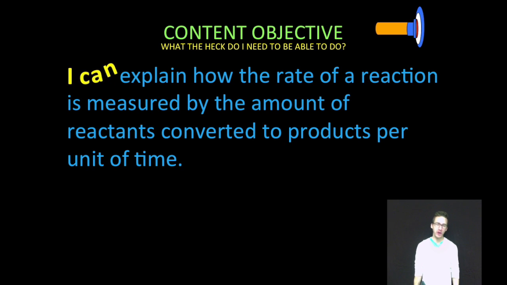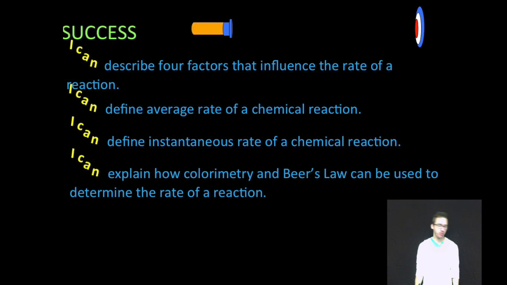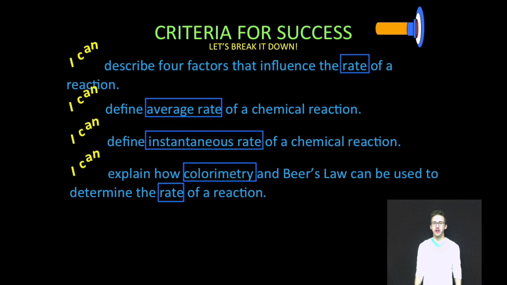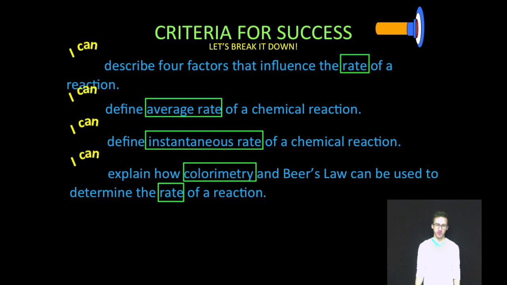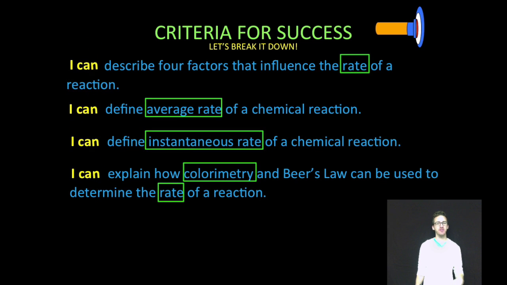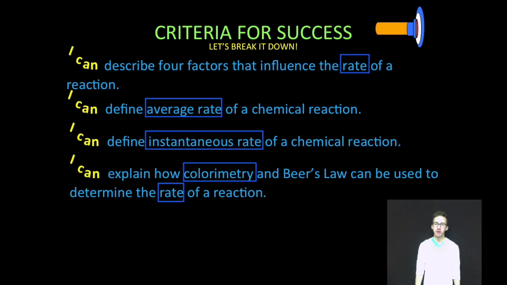In this video, we are going to explain how the rate of a reaction is measured by the amount of reactants converted to products per unit of time. Breaking it down as always. Number 1, we are going to describe 4 factors that influence the rate of a reaction. Numero dos. We're going to define average rate of a chemical reaction. Numero 3. Define instantaneous rate of a chemical reaction. And finally, numero 4. Explain how colorimetry and Beer's law can be used to determine the rate of a reaction.